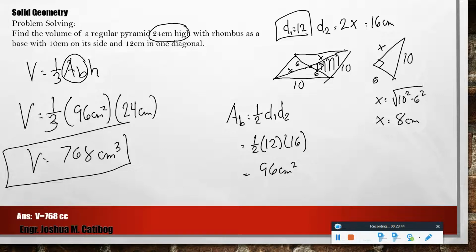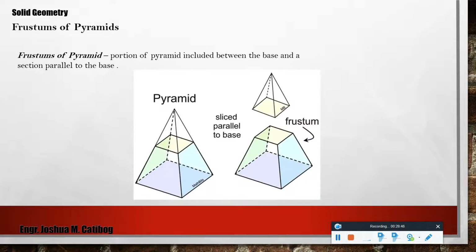So, let's proceed with our frustums of pyramids. When we say frustum of a pyramid, it is a pyramid that we cut parallel to the base. This means we cut off the top, and this is what remains. So, please look at the figure so we can imagine it. Basically, it is that simple, guys.